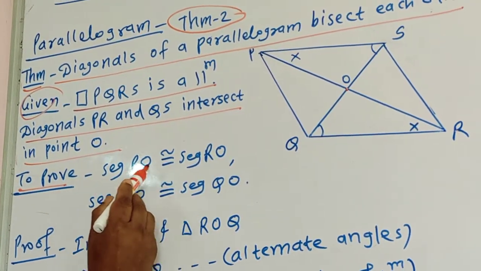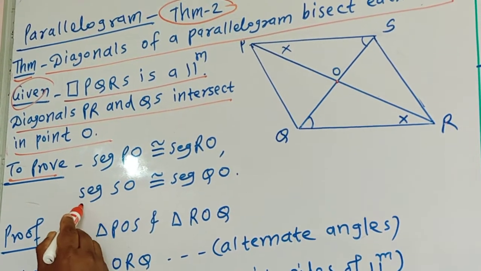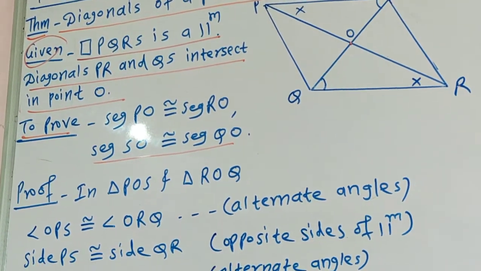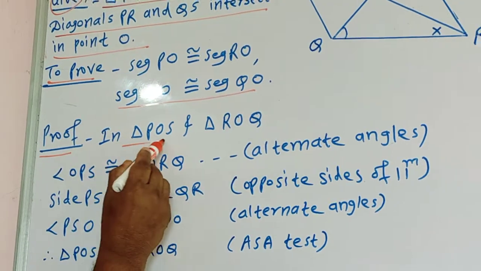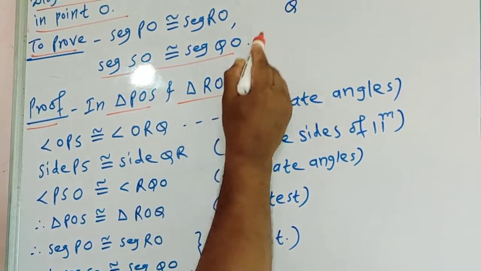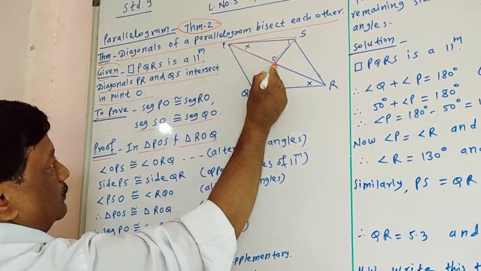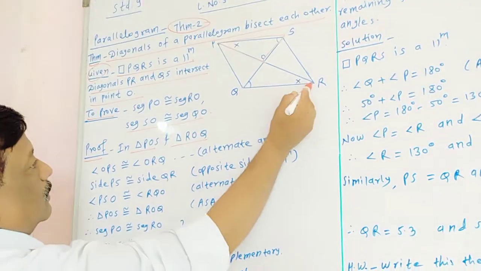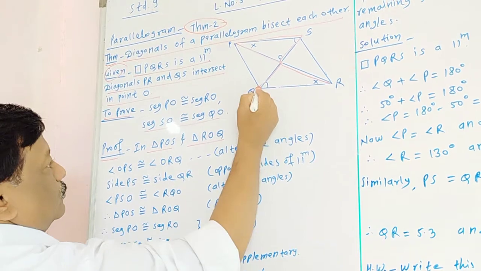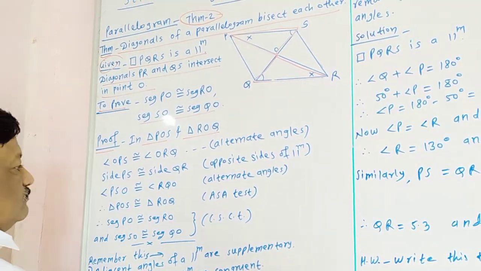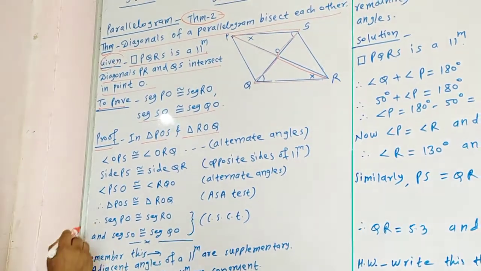Now see here, seg PO is congruent to seg RO, seg SO is congruent to seg QO. Now we prove it in triangle POS and triangle ROQ. Where is POS? POS is here. And ROQ, this down triangle. In these two triangles, which are the congruent parts?